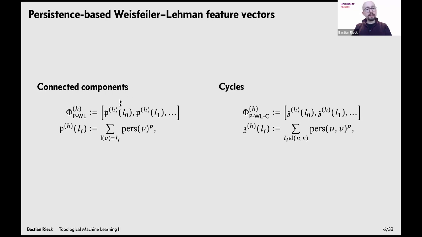So instead of just counting the occurrence of a label here, so of label 0, label 1, and so on, we now count the persistence of this label. So that's essentially all we're doing. That's how we turn this into a procedure that incorporates persistent homology information. We calculate the persistence over all these individual label instances, and this gives us a way to weight the original WL feature vectors.